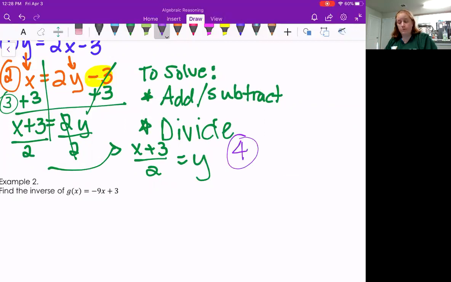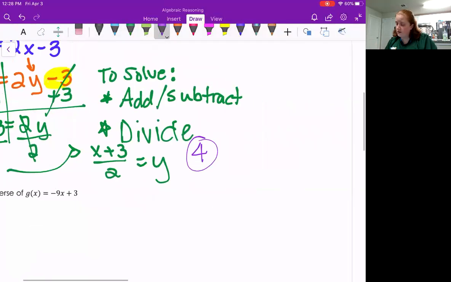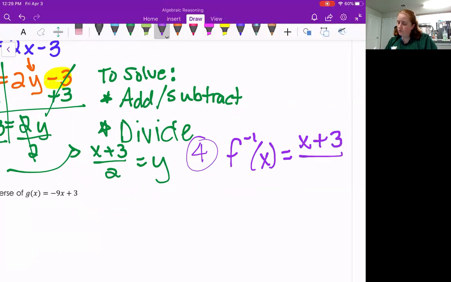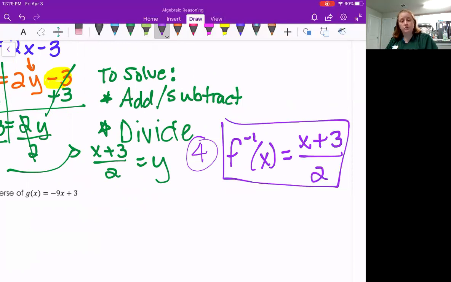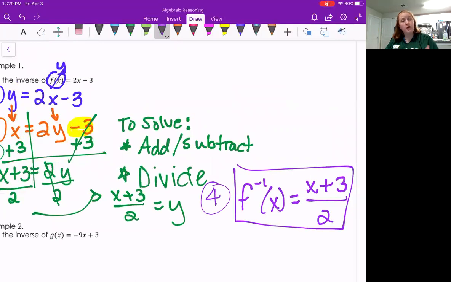And my last step, step 4, change that y back to an f of x. I'm sorry, an f inverse of x. So f inverse of x is equal to x plus 3 over 2. And there is our inverse. Notice it is exactly the opposite of what happened in your original equation. Your original equation back up at the top had a minus 3. Your inverse has a plus 3. Your original had a multiply by 2. Your inverse has a divide by 2.